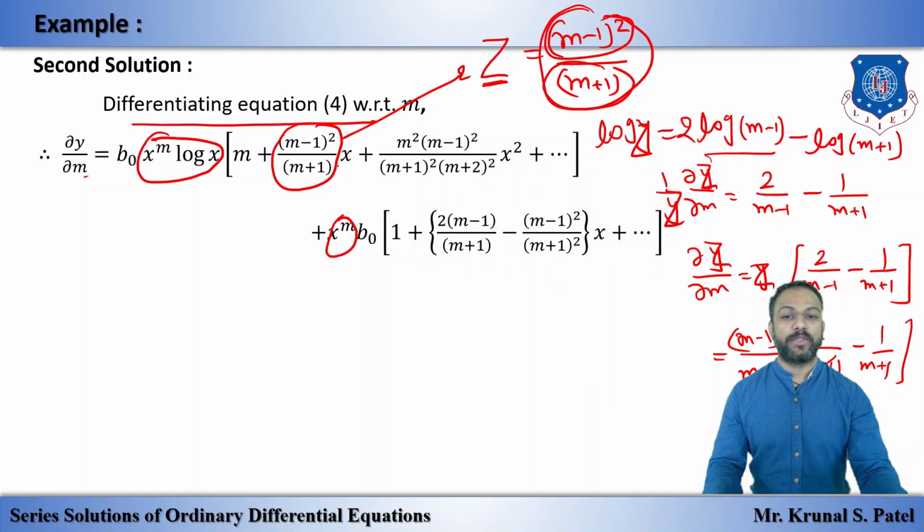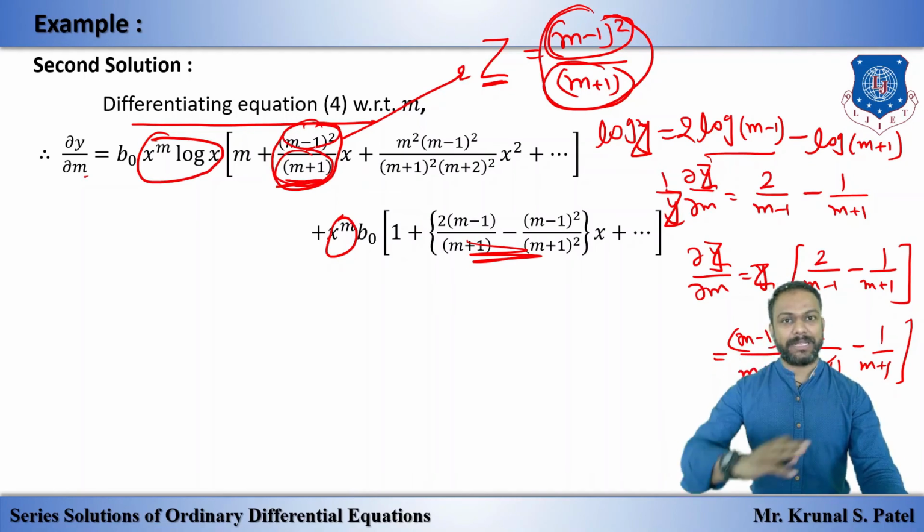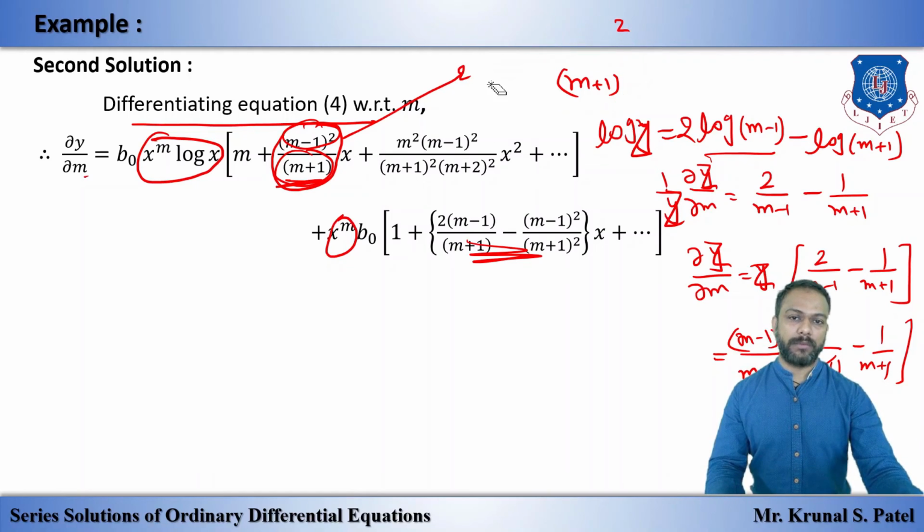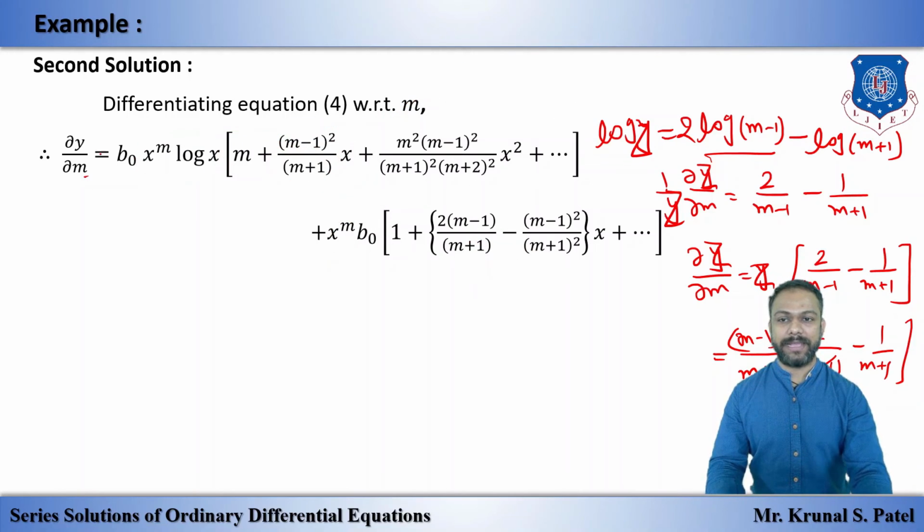So how do you differentiate this? Simple, or you can use the division method also, the u by v rule. So we have two methods. You can use either of these. So this is our del y by del m, and we will put m1 equal to 0 in this.